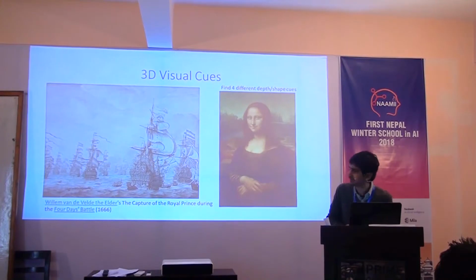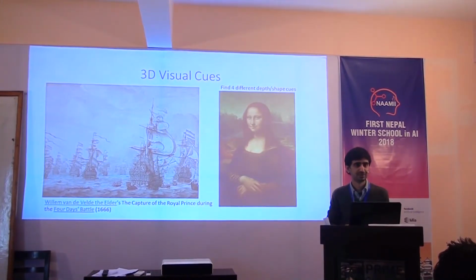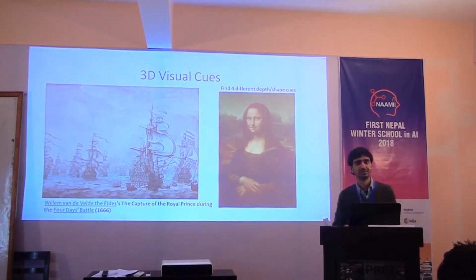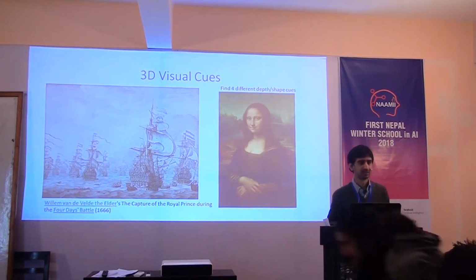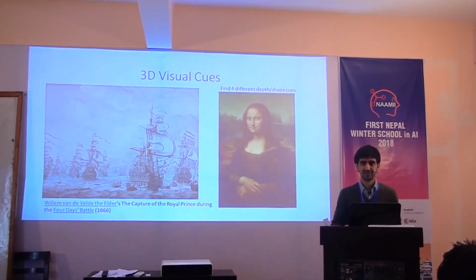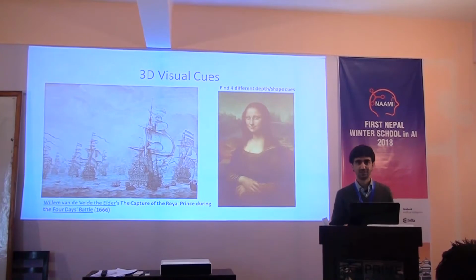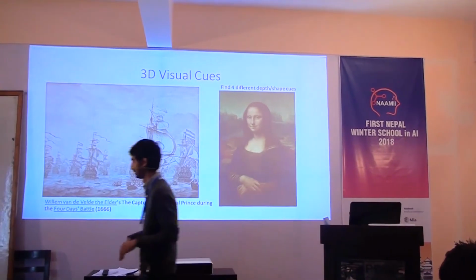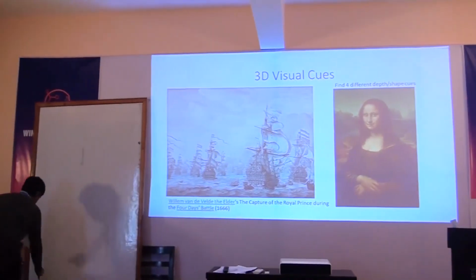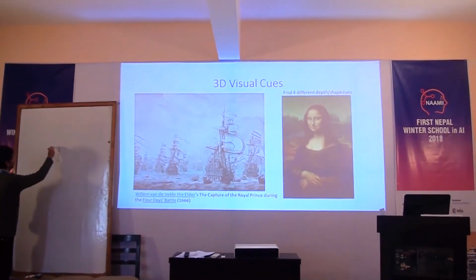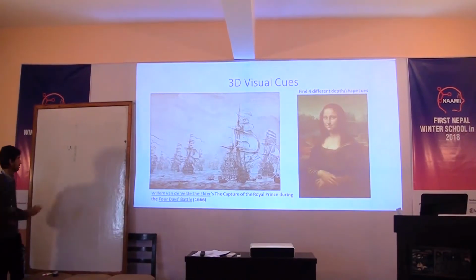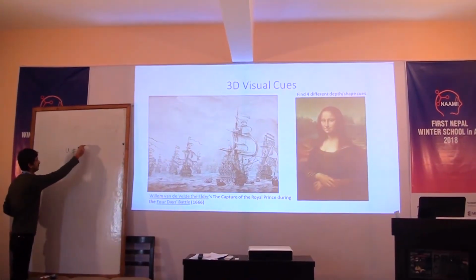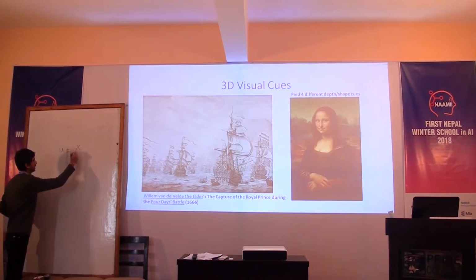So can you recognize 3 or 4 different cues? We call them cues, something that lets you know about the 3D. So for example, we learned camera projection, right? The perspective projection equation was something like U equals X by Z.